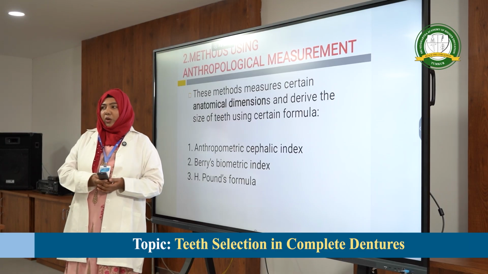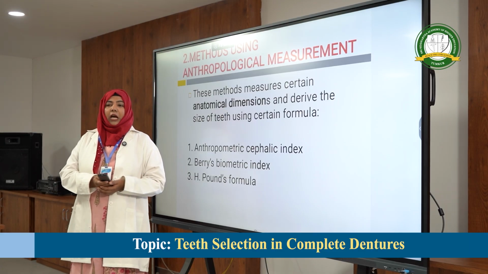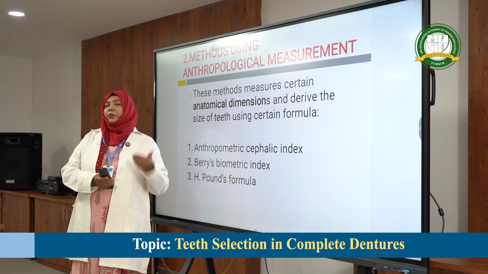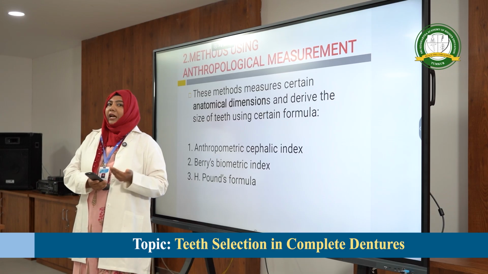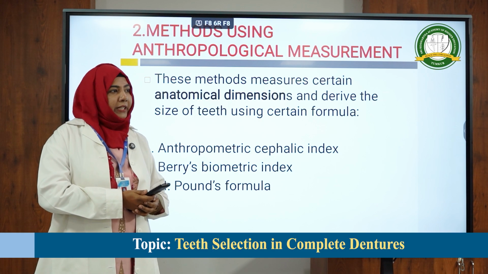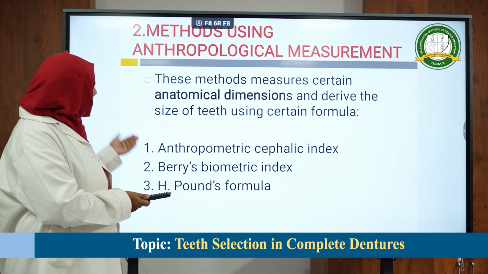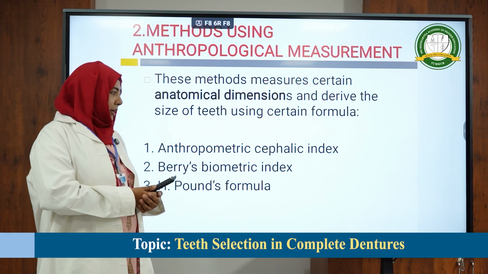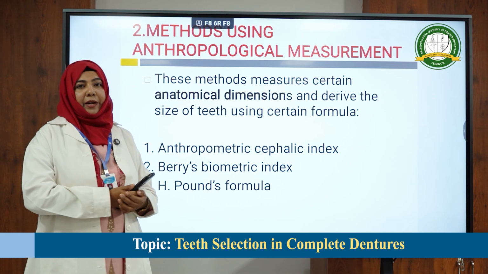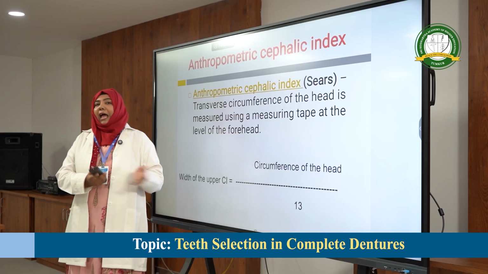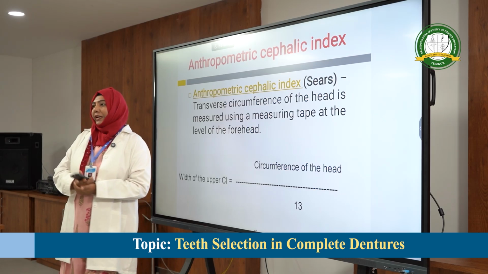What is anthropology? It's nothing but some authors have done studies on the ancestors of the different parts of the body, and they have measured and they came out with certain formulas. That formula they have used to determine the size of the maxillary anterior teeth. So we have three different methods such as the anthropometric cephalic index, Berry's biometrics, and Pond's formula. The anthropometric cephalic index was given by Sears.